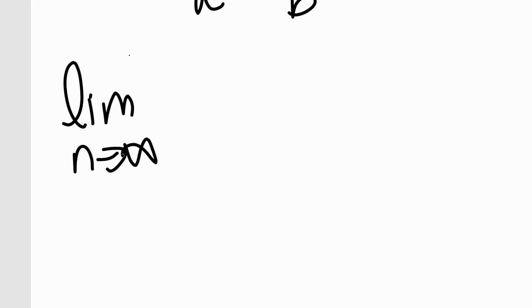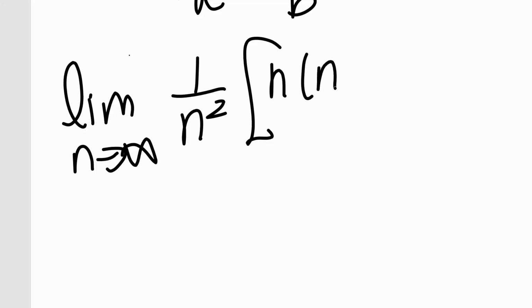All right, so if I said find the limit as n goes to infinity of 1 over n squared times n plus 1 all over 2. Should be a 2 in the bottom.